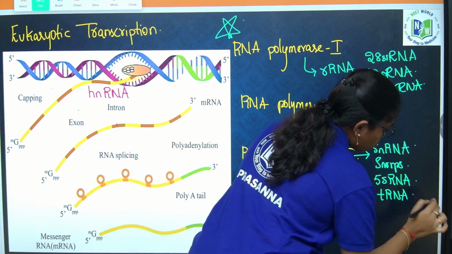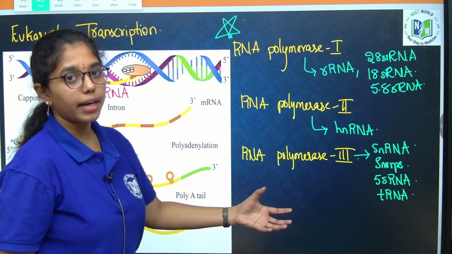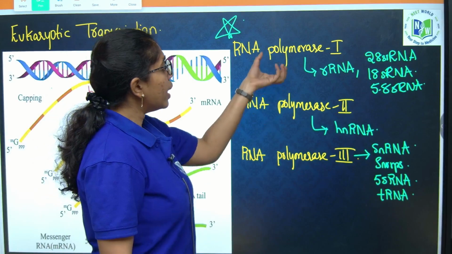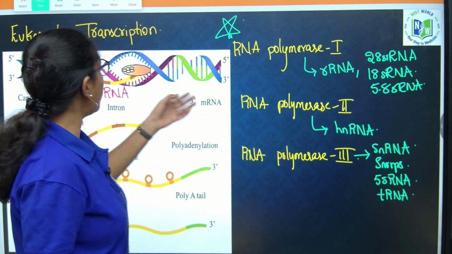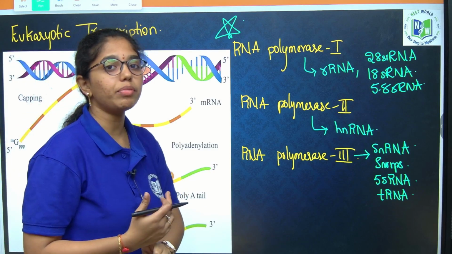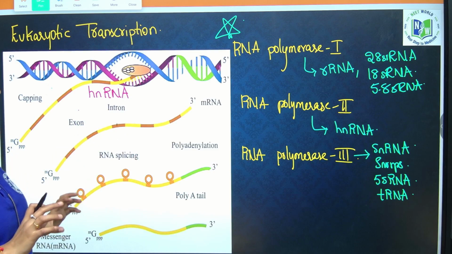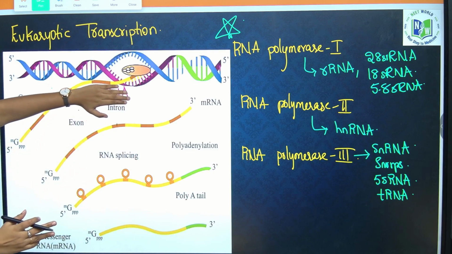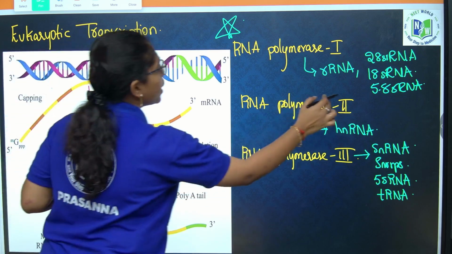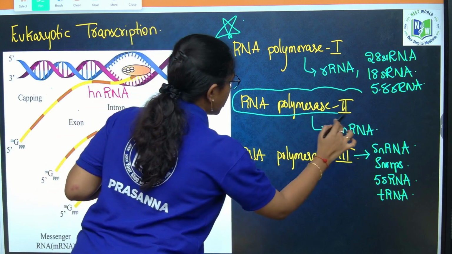All about types of RNA I have dealt with in the RNA world and types of RNA session. Please look into it. Now here 3 important enzymes are involved in eukaryotic transcription. In prokaryotes, though, only one enzyme, that is RNA polymerase. So for hnRNA synthesis, RNA polymerase 2 is involved.